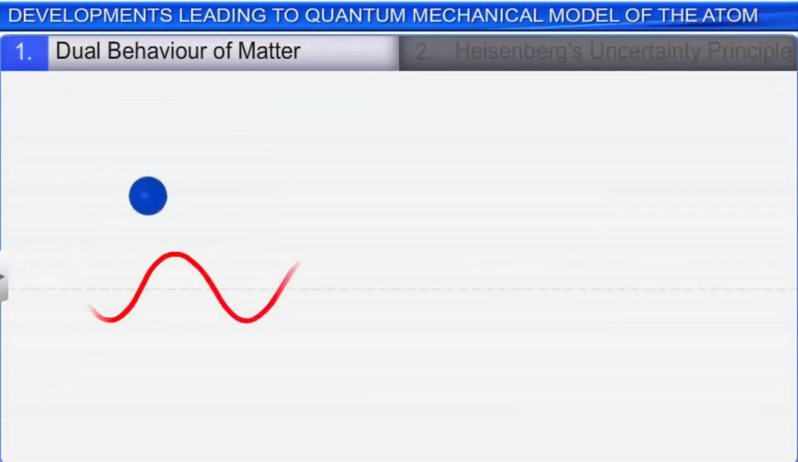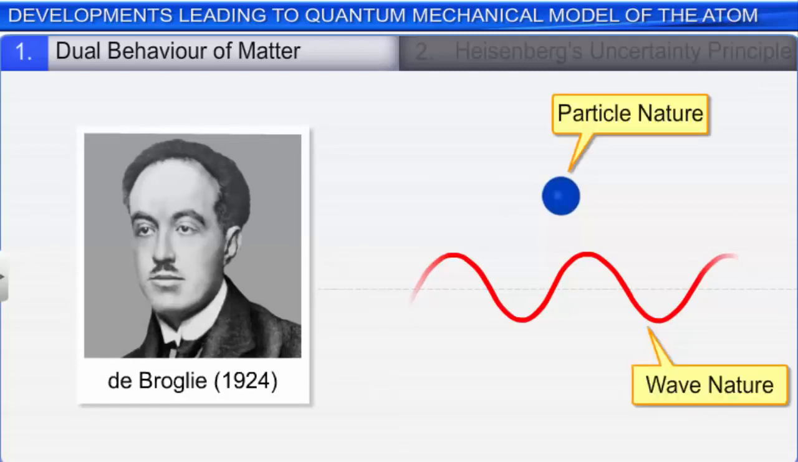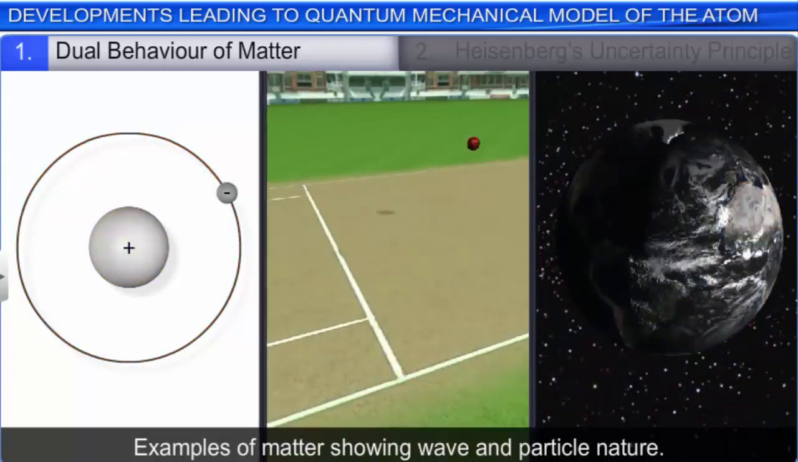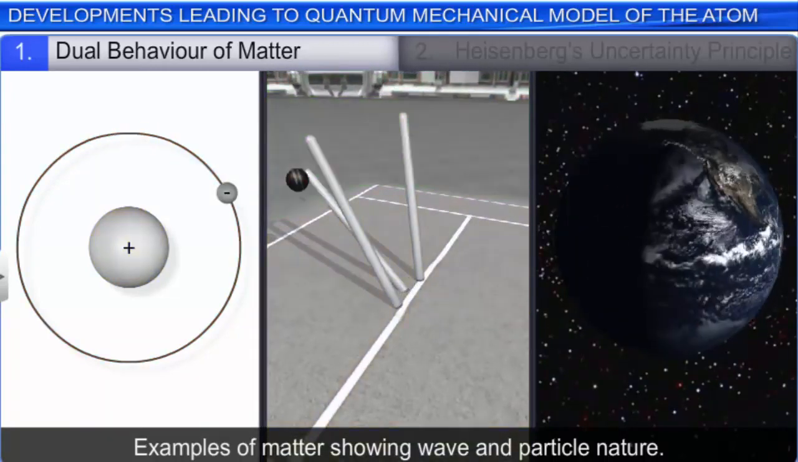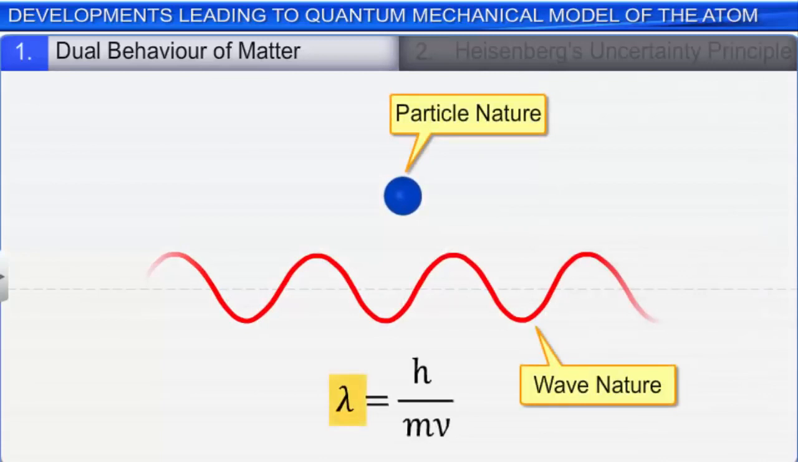After the dual behavior of electromagnetic radiation was known, de Broglie proposed in 1924 that all matter has wave and particle-like properties. His theory implied that just like photons, every moving object, be it an electron, a ball, or a planet, has a wave nature. He also gave the relation between wavelength and momentum of a material particle based on the energy equations of photons in their wave and particle forms.